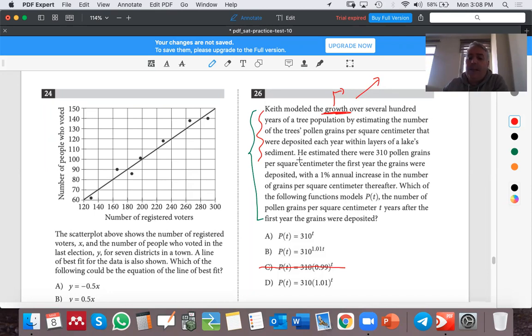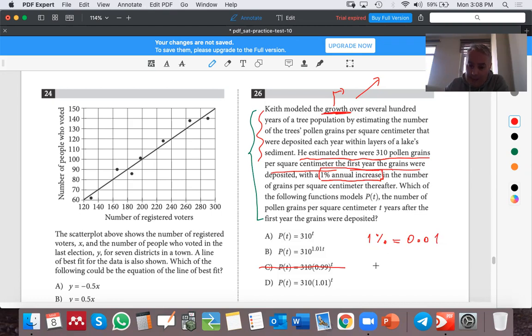Then he estimated there were 310 pollen grains per square centimeter in the first year. So it must start with 310. This is all 310, there is no problem. Now, the word deposit with 1% annual increase. Here, be careful, dear students. First of all, increase and 1%. Whenever I have 1%, I should say this is 0.01. This is now 1%, and something is increasing.